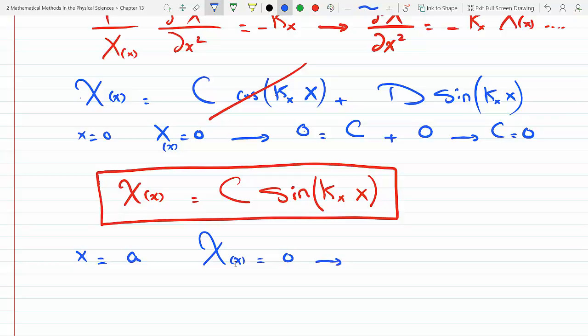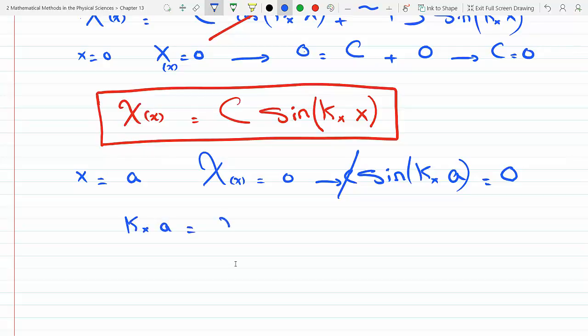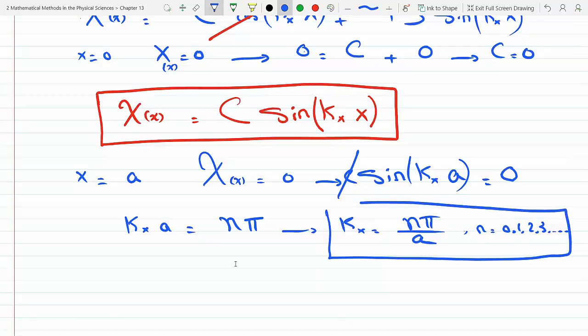Plug it in. That means sine kx a equals 0. I could just divide both sides by c and c goes away. So look what happens here. I could determine kx. When is the sine 0? Sine is 0 when the argument inside the sine is an integer multiple of pi. So that means kx a has to equal n pi, which makes kx equal n pi over a, with n equals 0, 1, 2, 3, and so on. So we've determined kx. Fair enough?